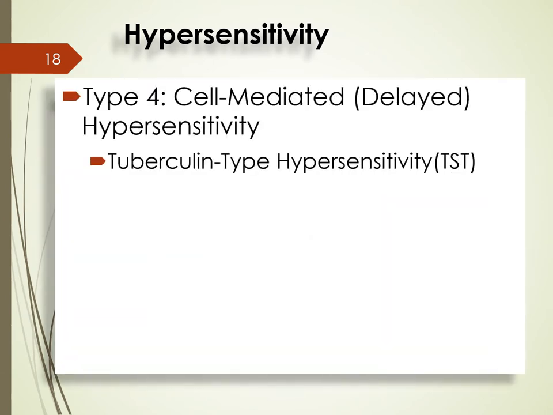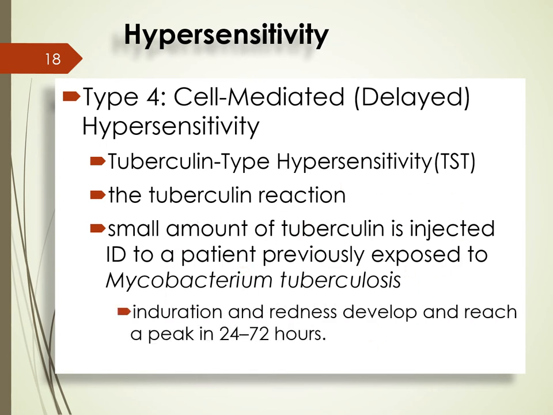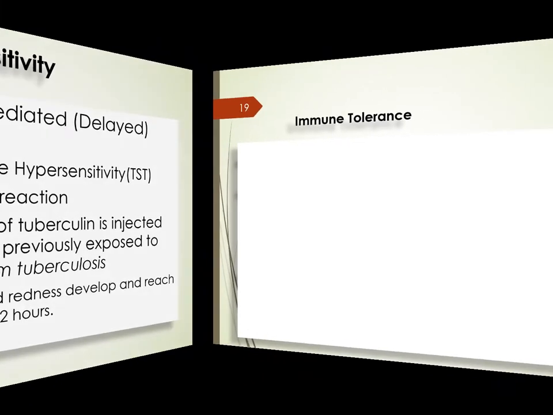Another classic example of type 4 hypersensitivity will be the TST, or tuberculin skin test. It will induce the tuberculin reaction, wherein a small amount of tuberculin is given intradermally to a patient. If the patient was previously exposed to Mycobacterium tuberculosis, it will elicit a reaction. The reaction will be induration and redness or erythema that will develop and reach a peak in 24 to 72 hours.